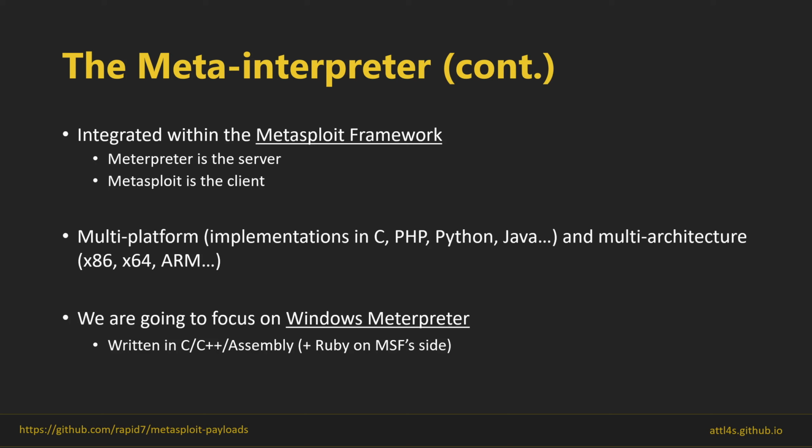Meterpreter is the server. When you run a Meterpreter agent on a victim host, Meterpreter is the server and Metasploit is the client. Metasploit is the one sending all the commands and tasks to be executed by the server, which is Meterpreter. It is multi-platform and multi-architecture. You can find different flavors of Meterpreter, like written in C, PHP, Python, etc. But we are going to focus on Windows Meterpreter, which is written in C, C++, assembly, and Ruby on the Metasploit's side.